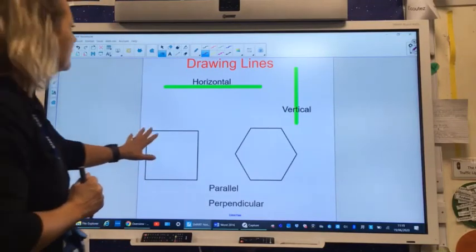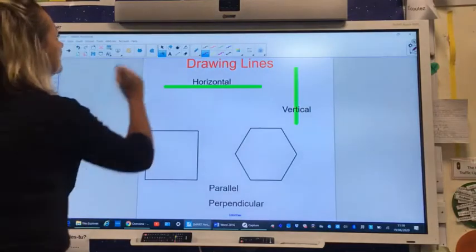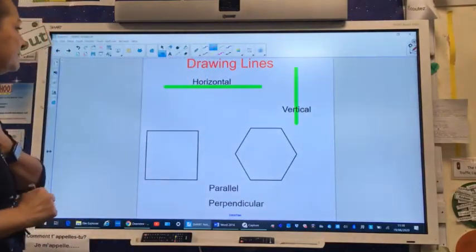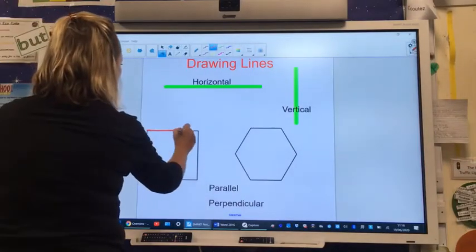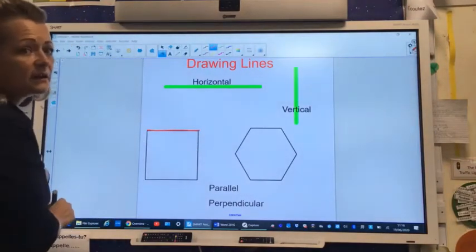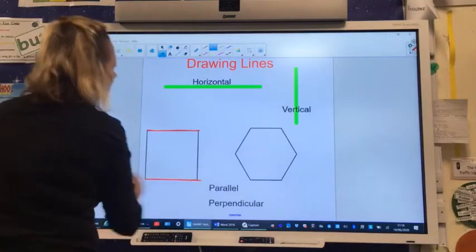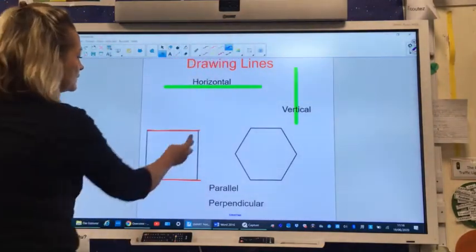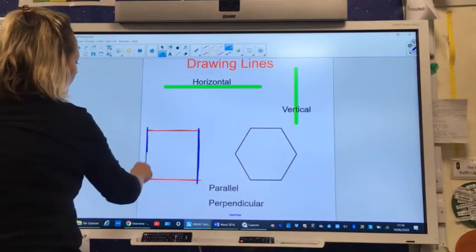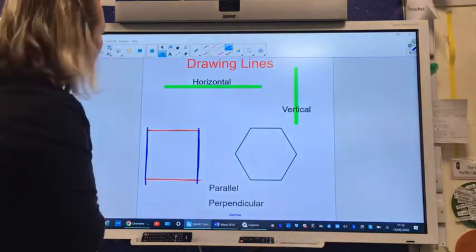I have two horizontal lines, two vertical lines. Hopefully it's really easy for you to see that I've got a horizontal line going from side to side there. The same here. Vertical lines going from top to bottom or bottom to top. I've got two of them here. I've got two vertical, two horizontal lines.